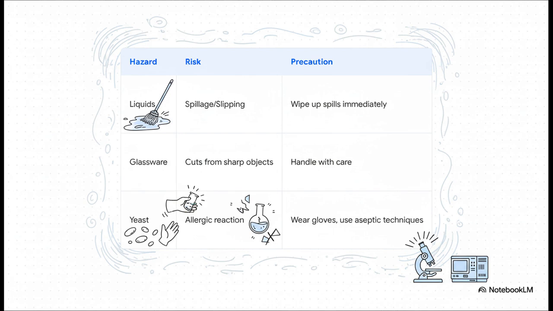Things like wiping up spills immediately so nobody slips, handling glassware carefully so it doesn't break. And because we're working with microorganisms, you wear gloves and use what are called aseptic techniques, which is just a way of saying you use sterile methods to prevent unwanted contamination. It's all these small, professional habits that prevent accidents and make sure your results are legit.